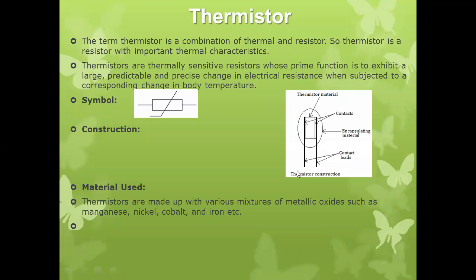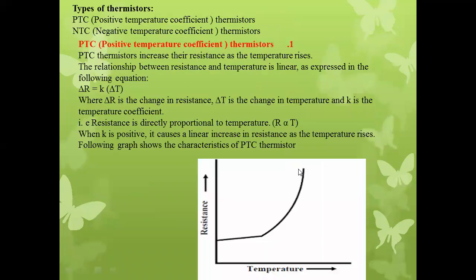Materials used to manufacture thermistors are a mixture of metallic oxides such as manganese, nickel, cobalt, iron, etc. These are the materials used to manufacture the thermistor. The types of thermistors are the positive temperature coefficient thermistor and the negative temperature coefficient thermistor. We will study the positive temperature coefficient thermistors now.